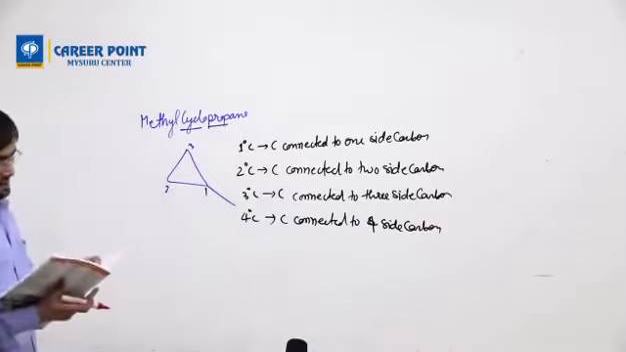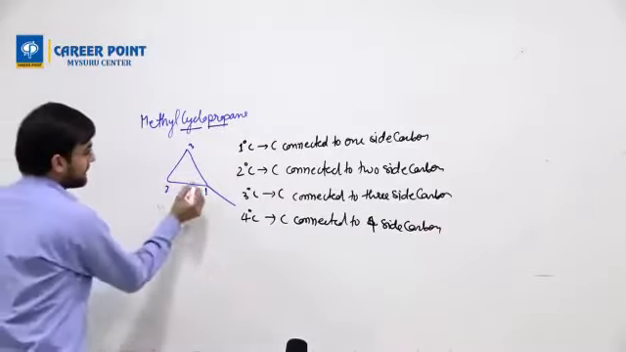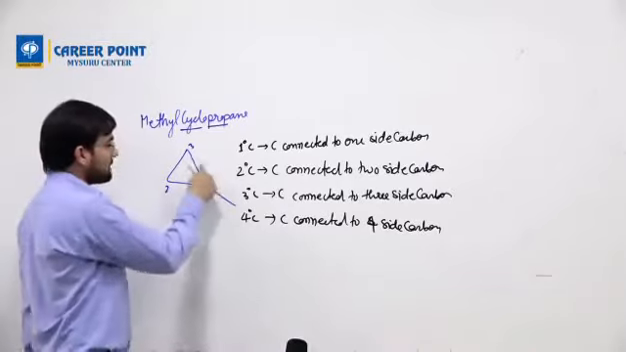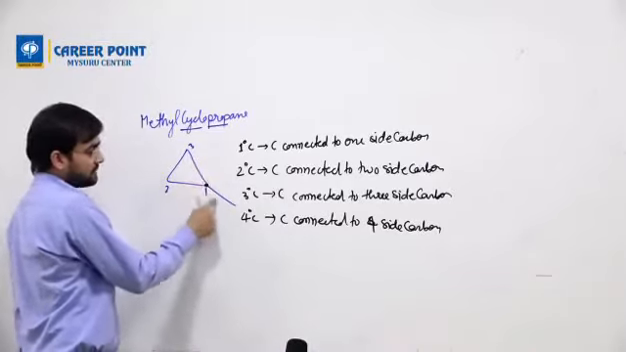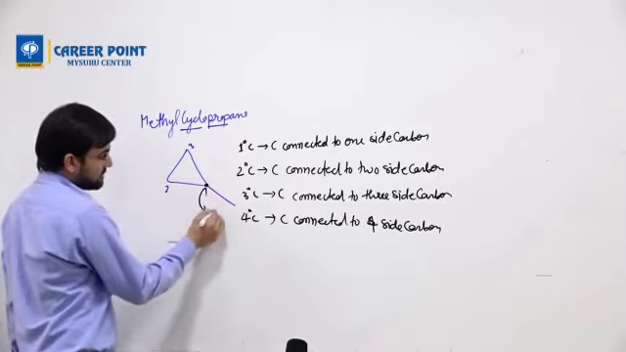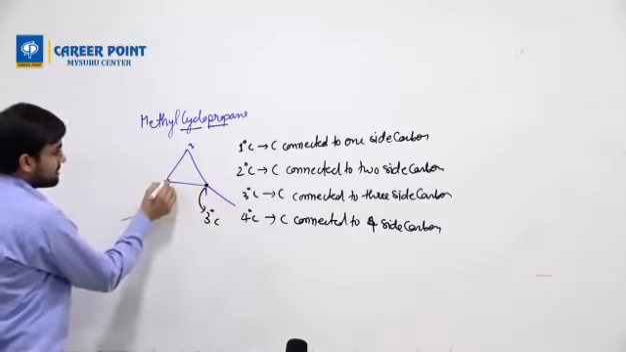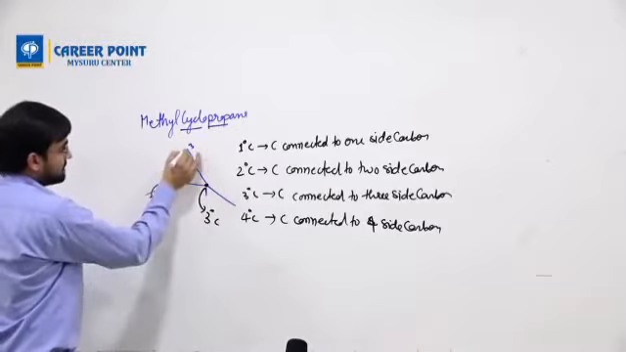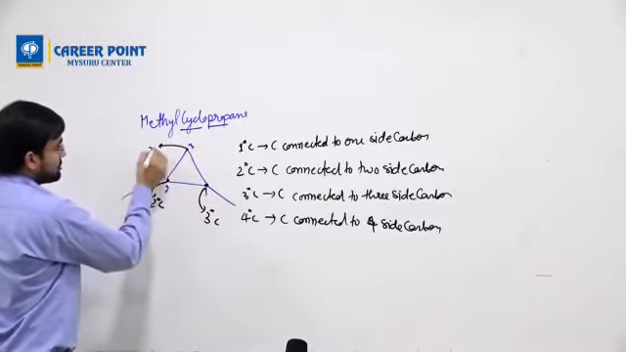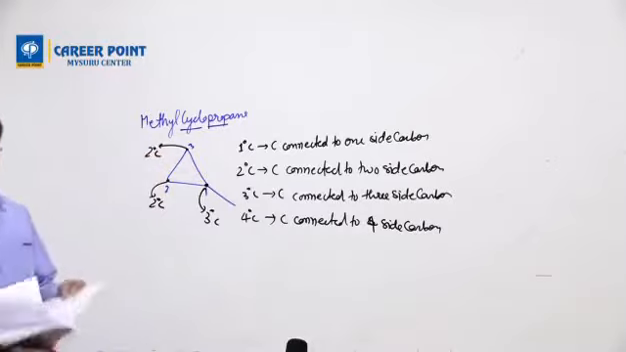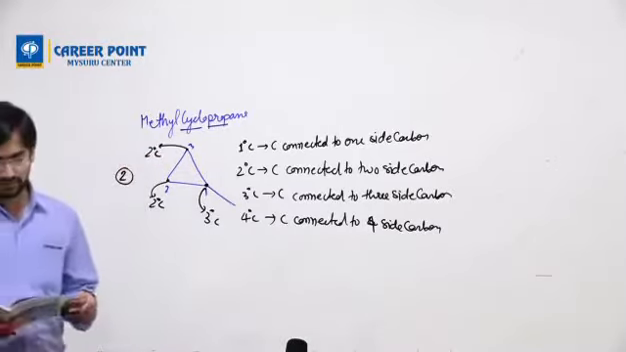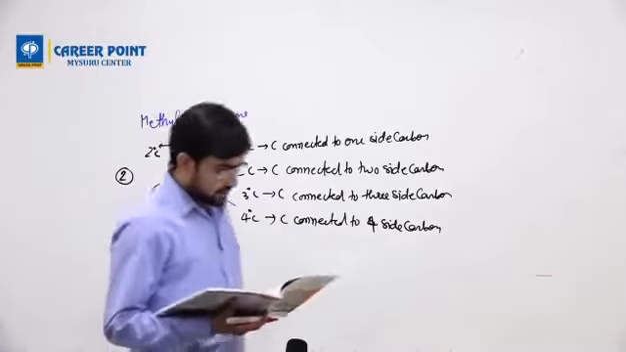So they are asking how many secondary carbons. This carbon is connected to how many side carbons? This is one carbon chain, second, third. So this is a tertiary carbon. This carbon is connected to two sides, so this is secondary carbon. This carbon is connected to two sides, so secondary. It has got two secondary carbons. So question number one done.